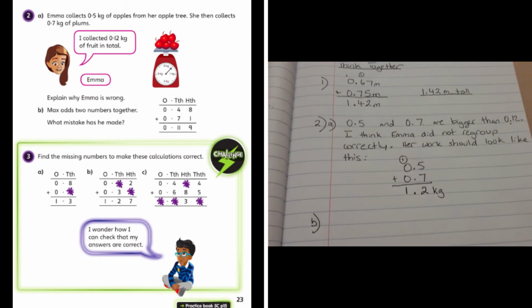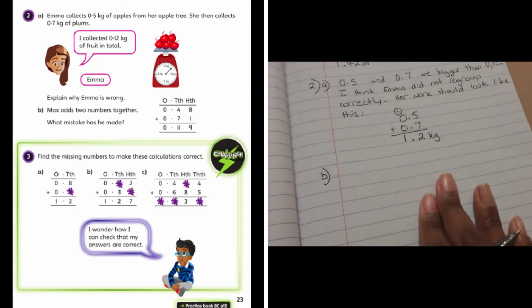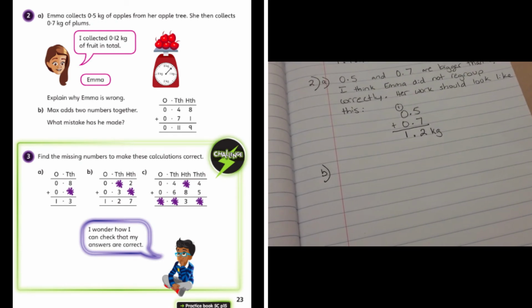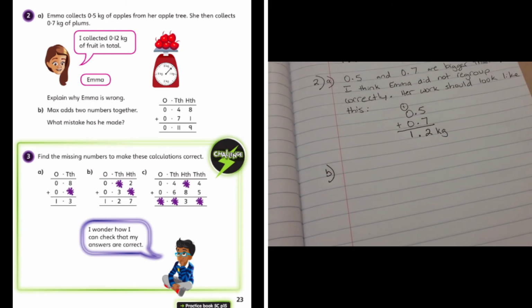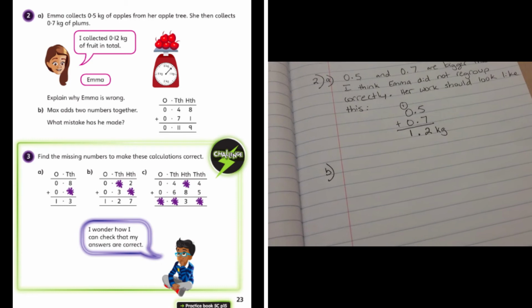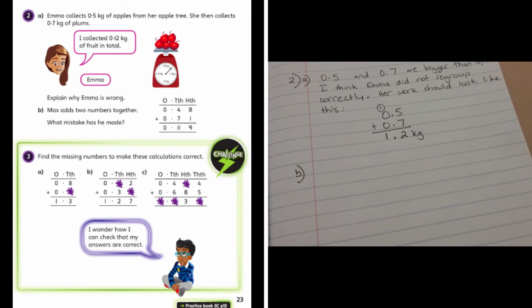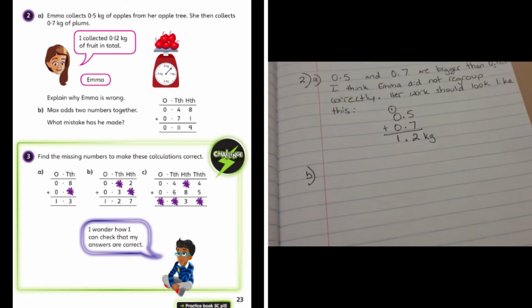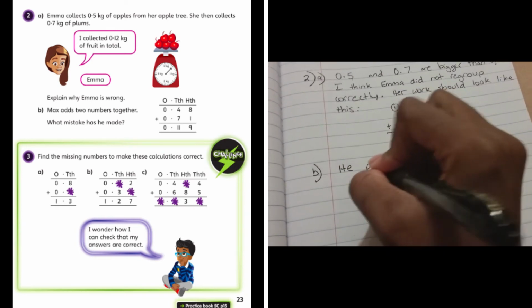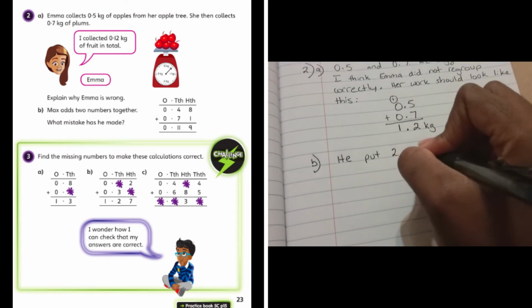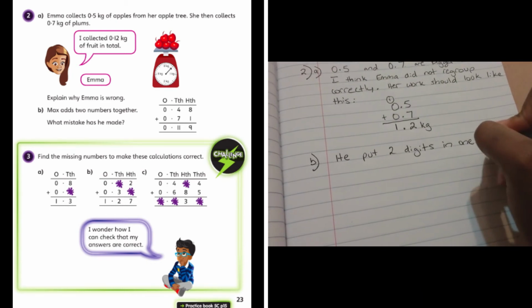B says, Max adds two numbers together. What mistake has he made? So I see there he did 0.48 plus 0.71. 8 plus 1 is 9, that's fine. 4 plus 7, he put 11 in the 10th place. Okay. I know this is just a book that's helping us learn, but come on, we've done this a million times now. You cannot put two digits in one place. So explain his mistake. He put two digits in one place. We know this. You can't put two digits in one place.